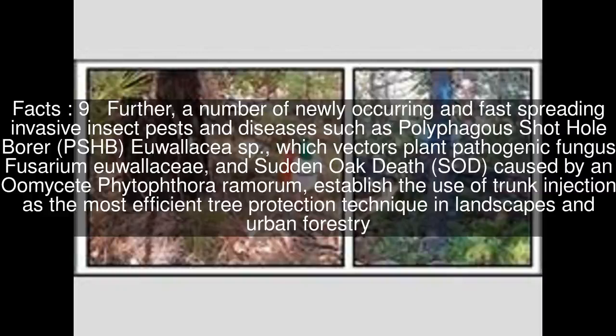Further, a number of newly occurring and fast-spreading invasive insect pests and diseases, such as Polyphagous shot hole borer, PSHB, Euwallacea sp., which vectors the plant pathogenic fungus Fusarium euwallaceae, and sudden oak death, SOD, caused by the oomycete Phytophthora ramorum, establish the use of trunk injection as the most efficient tree protection technique in landscapes and urban forestry.